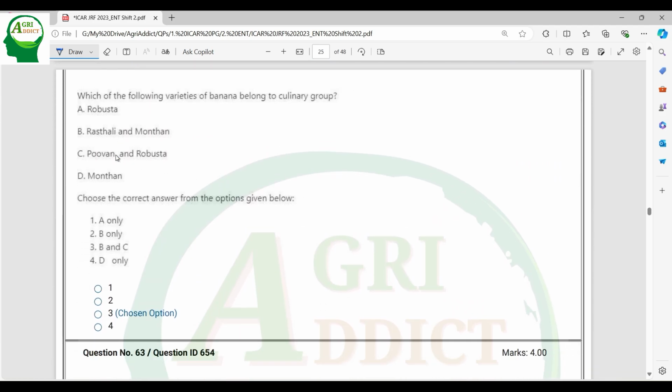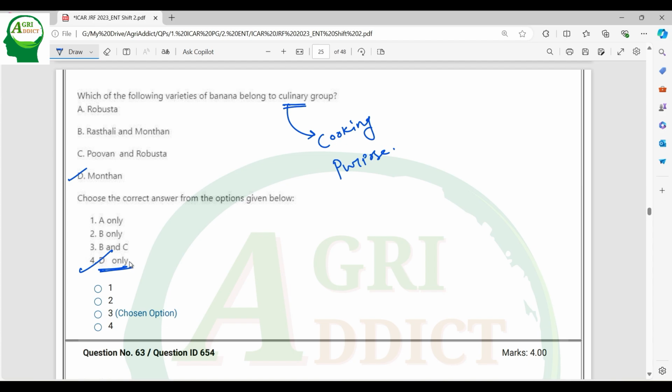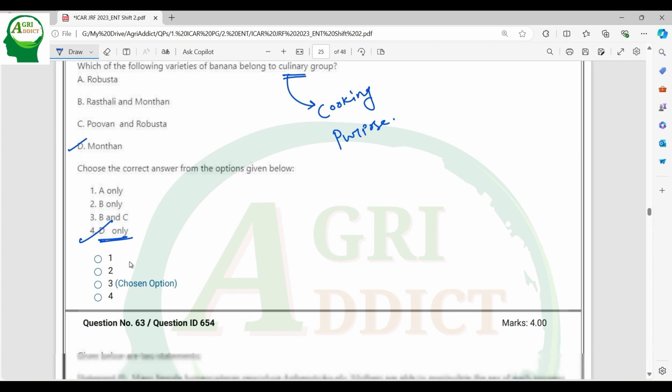Which of the following varieties of banana belongs to the culinary group? What is the culinary group? Culinary groups are mainly used for cooking purposes. So here Monthan is the correct answer, that is D only. All these answers are according to the answer key. There may be mistakes. If you find any mistakes, then just comment in the comment box.